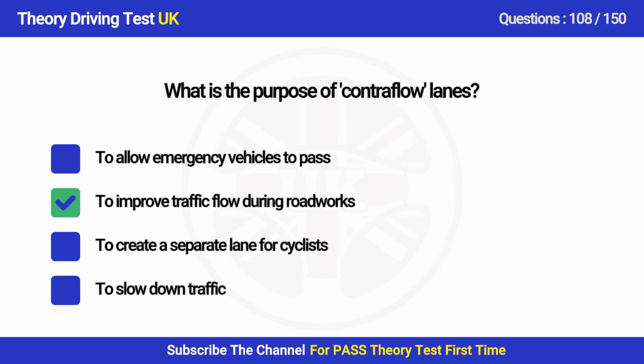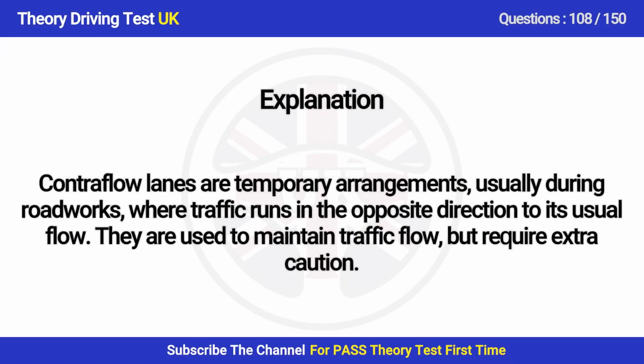Answer is B. To improve traffic flow during roadworks. Contraflow lanes are temporary arrangements, usually during roadworks, where traffic runs in the opposite direction to its usual flow. They are used to maintain traffic flow, but require extra caution.